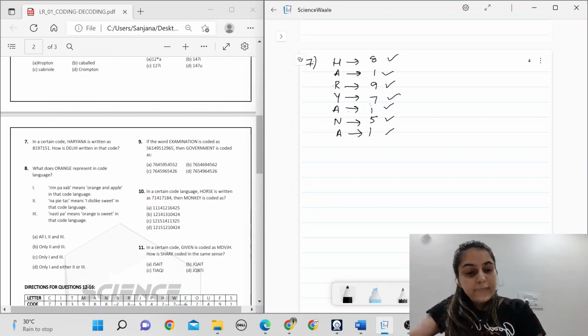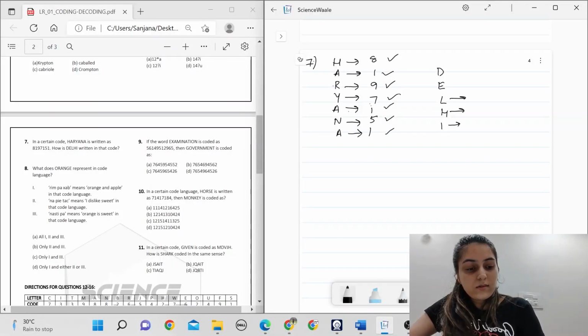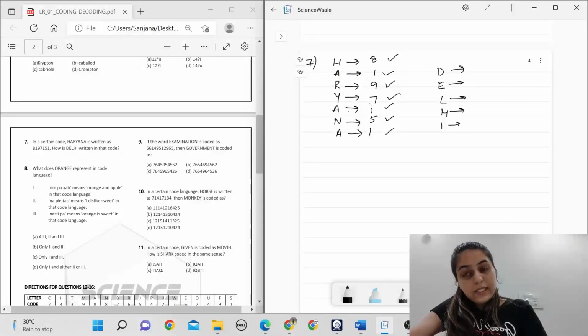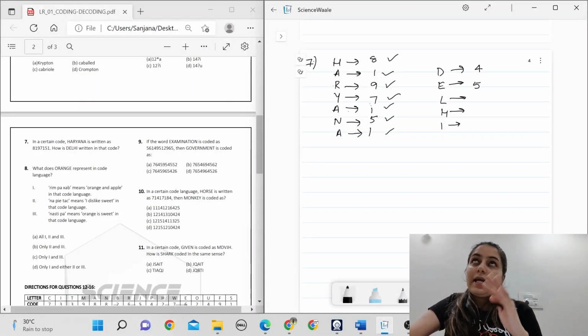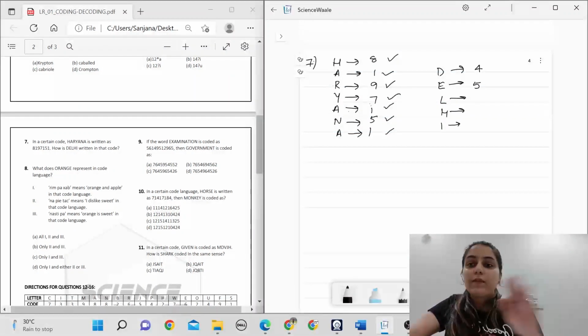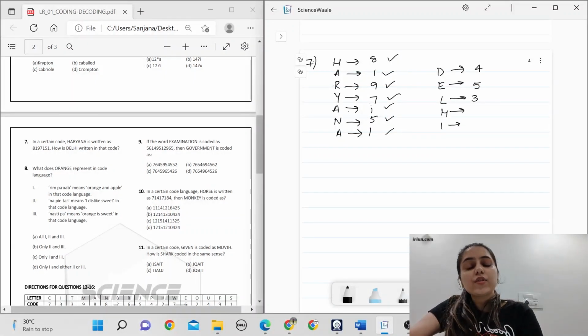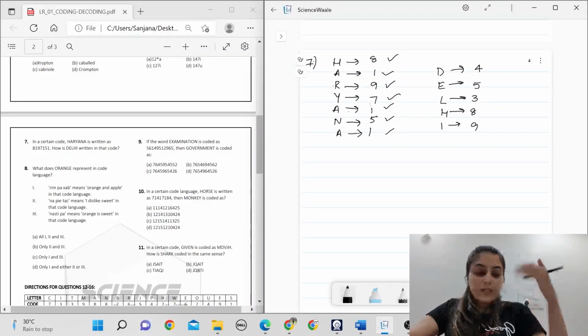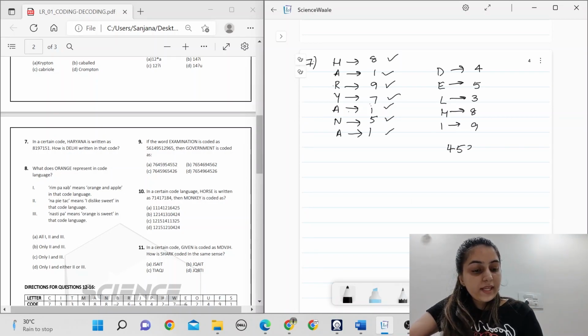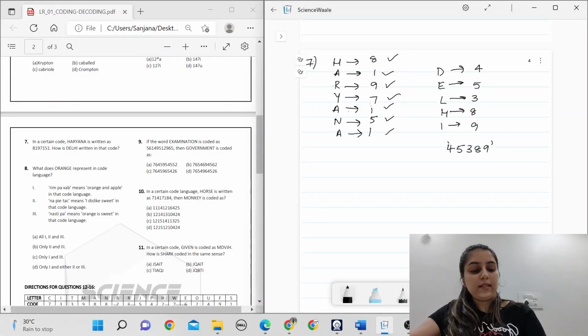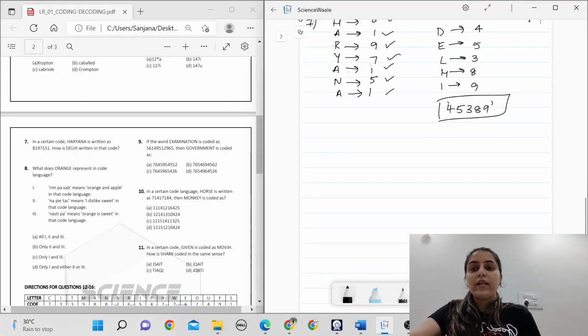They have asked us for Delhi. So D, E, L, H, I. D is the 4th letter of the alphabetical series, so it would be 4. E is the 5th letter, so it would be 5. L is the 12th letter of the alphabetical order, so 1 plus 2 is 3, so it would be 3. H is the 8th letter and I is the 9th letter. So this is the order, so it would be 4, 5, 3, 8, 9. So that's the answer here. 4, 5, 3, 8, 9 is the code for Delhi.